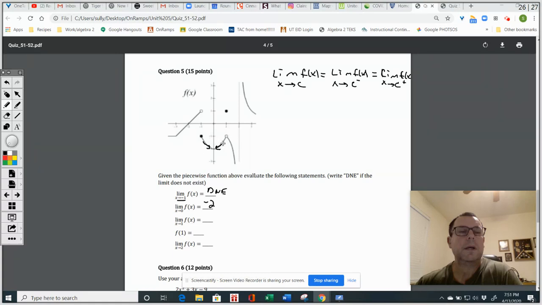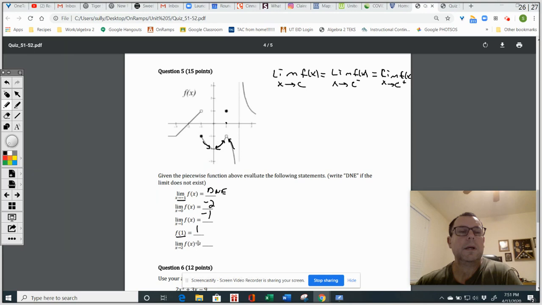As we approach +1 from the left, it goes to -1. And as we approach +1 from the right, it also goes to -1. So that is our limit, -1. F of 1, we're just evaluating the function at 1. So we plug in 1 for x and we get out a 1 for our output. So f of 1 is 1.